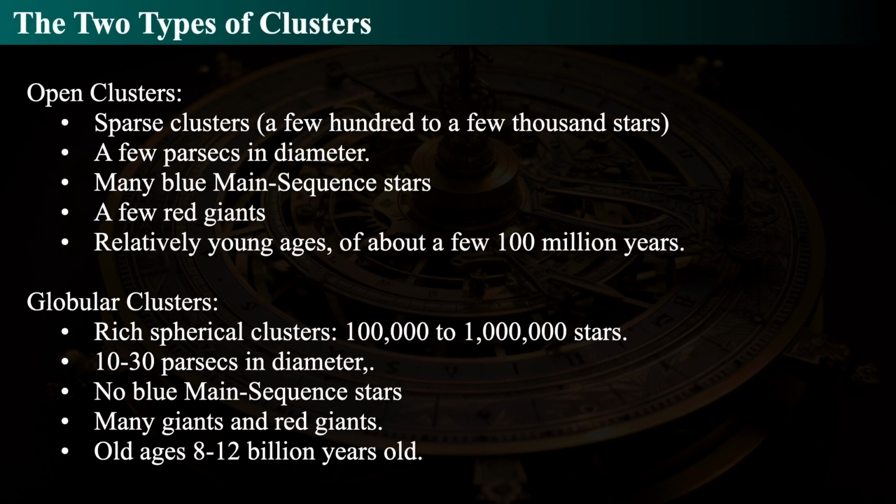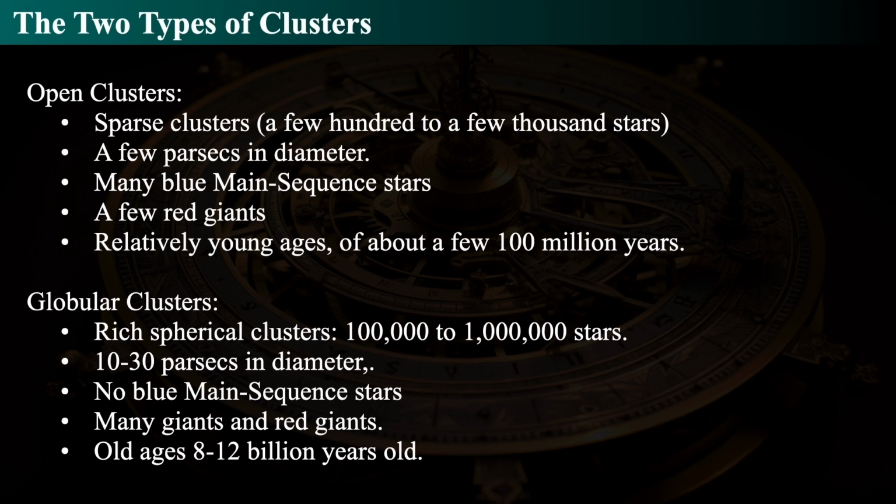We have two different types of star clusters that we've observed in the sky: open clusters. They're fairly sparse. They're not a spherical distribution. They're a few hundred to 1,000 or so stars, a couple of parsecs or tens of light years in diameter. They have many blue main sequence stars and only a few red giants, and they tend to be relatively young, at a few 100 million years.